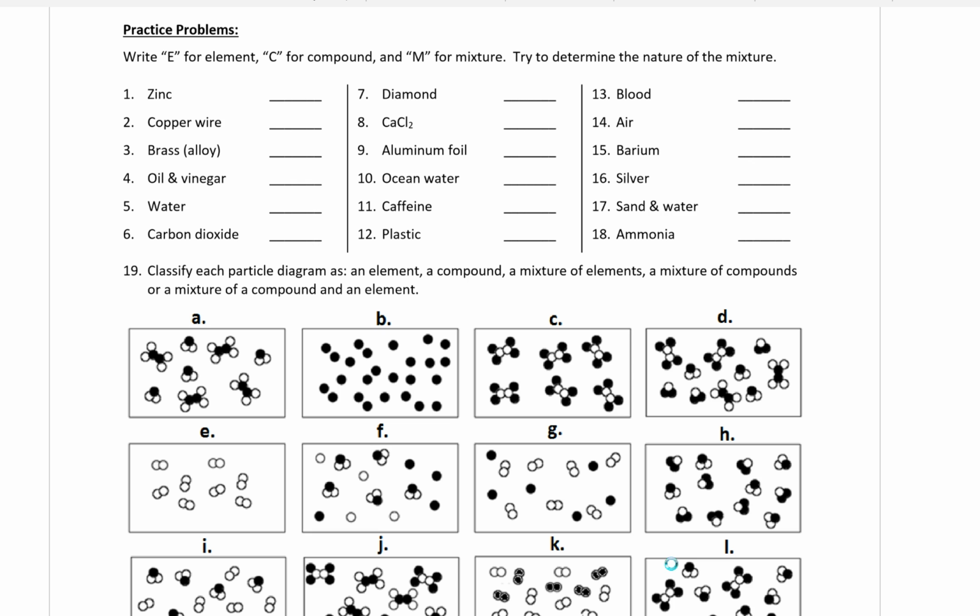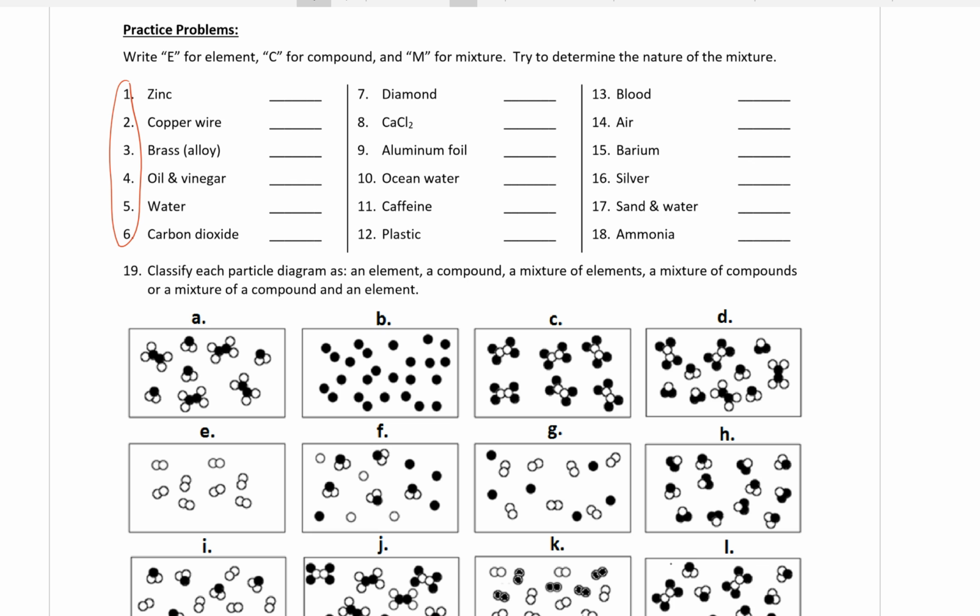Okay, so if you look at page 7 in your notebook or your workbook, you've got some practice problems. I want to start with this group first. Let's look at questions 1 through 6. I want you to classify each of these as an element, a compound, or a mixture. If it is a mixture, try to determine whether it's going to be heterogeneous or homogeneous. So go ahead, pause the video, get these figured out.